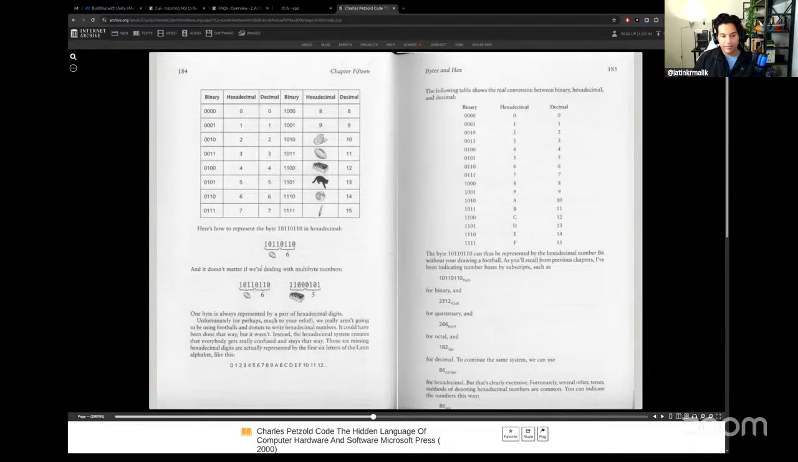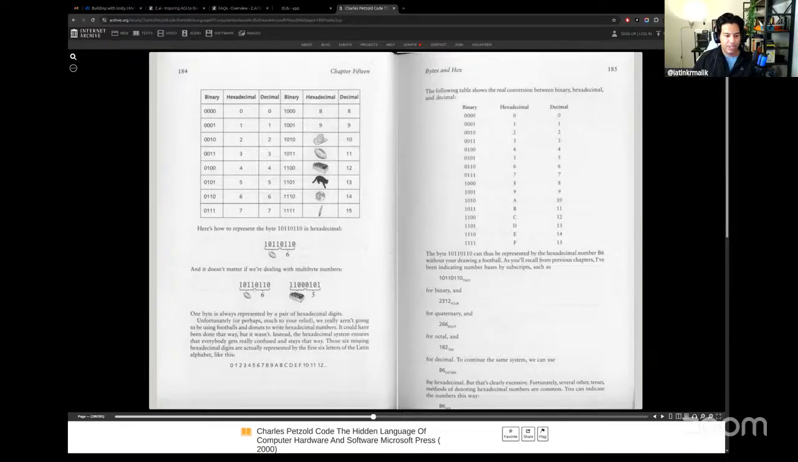So it doesn't matter if we are dealing with a multi-byte system. In this case we can convert it. So one byte is always represented by a pair of hexadecimal digits. One byte is 8 bits, which means it will always be two hexadecimal digits. And this is very important when it comes to memory addresses.